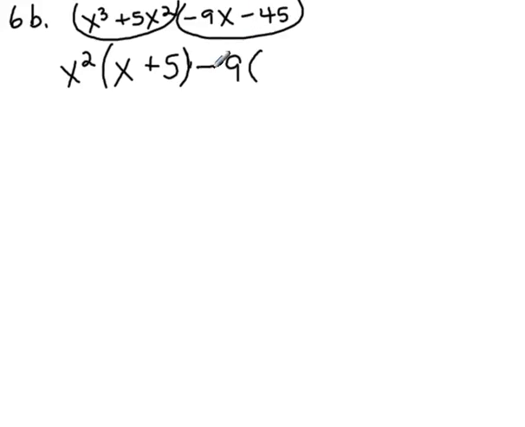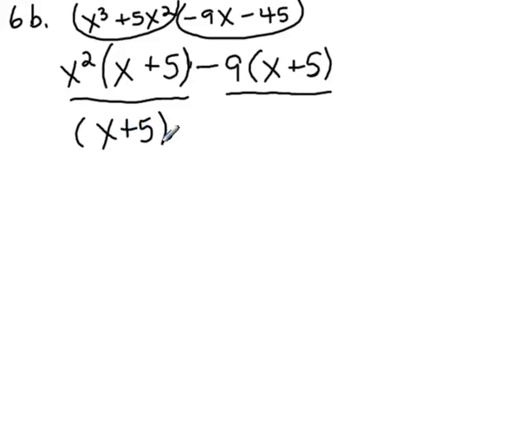Now I have negative 9x divided by negative 9. That leaves me positive x. Negative 45 divided by negative 9 gives me positive 5. And now I've gone from a 4-term polynomial to a 2-term polynomial. I look at those 2 terms and I say, what do they have in common? And of course, that's the x plus 5. So I factor that common term out, and what's left for me is the x squared minus 9, and that gives me my second set of parentheses.